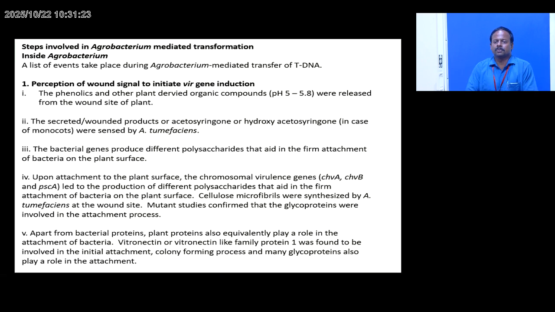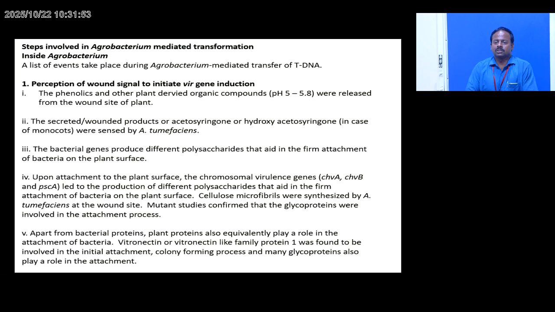The first step is perception of the wound signal to initiate vir gene induction. Phenolics and other plant-derived compounds are released from the wound site of the plant, where the plant is damaged. These phenolics have a pH of around 5 to 5.8, and this attracts the Agrobacterium.